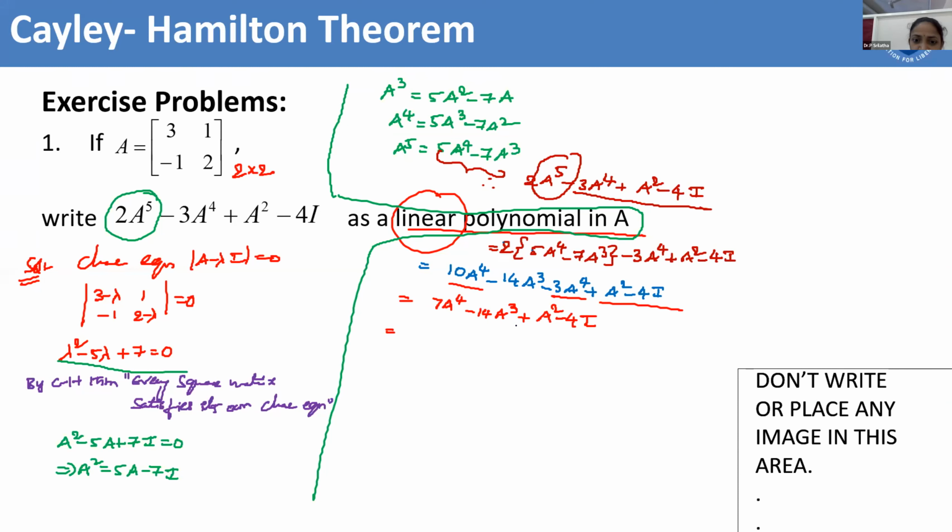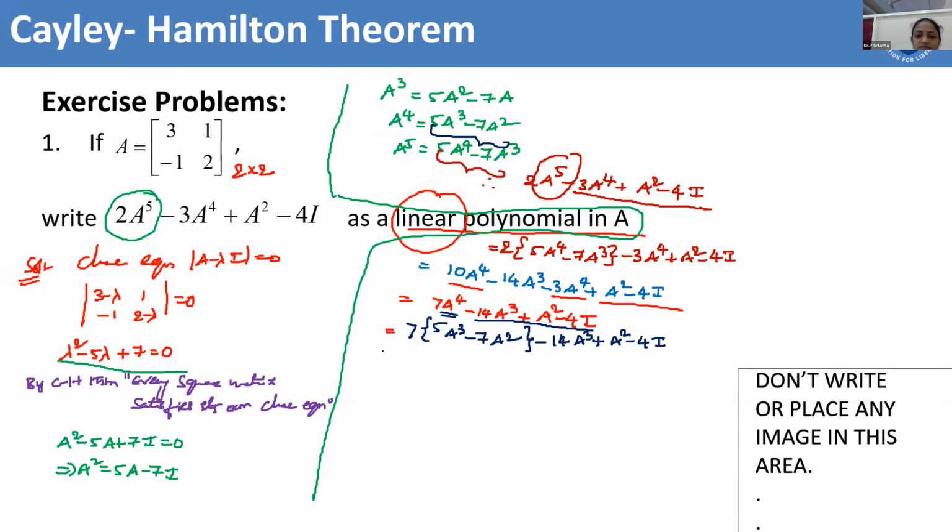Yes, all of you do that problem. So what is the highest power here? That is a power 4. The a power 4 value is 5a cube minus 7a square. Minus 14a cube. The remaining polynomial is this one, right? So that is minus 14a cube plus a square minus 4i.